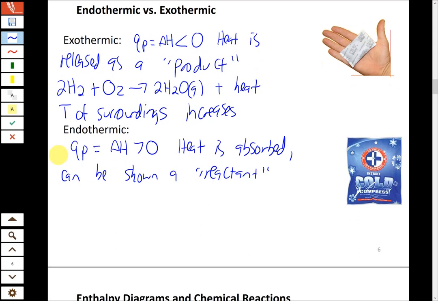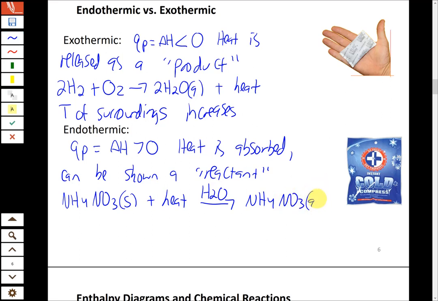I don't think they use these in these exact types of cold compresses, but if you take ammonium nitrate, a pretty simple ionic compound, and dissolve it in water, you'll notice that the water gets colder, and that's because it's an endothermic process. Heat has to go into this to happen. So when you dissolve ammonium nitrate in water, you have to put heat into it to form aqueous ammonium nitrate.